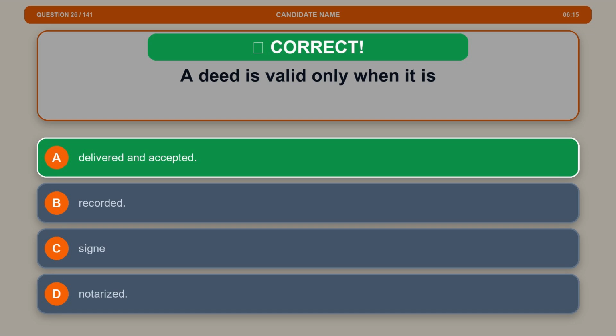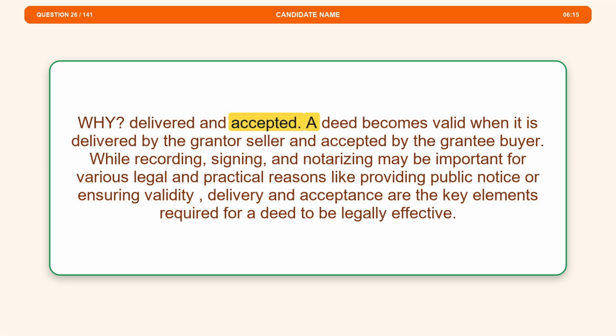The correct answer is option A, delivered and accepted. A deed becomes valid when it is delivered by the grantor seller and accepted by the grantee buyer. While recording, signing, and notarizing may be important for various legal and practical reasons like providing public notice or ensuring validity, delivery and acceptance are the key elements required for a deed to be legally effective.